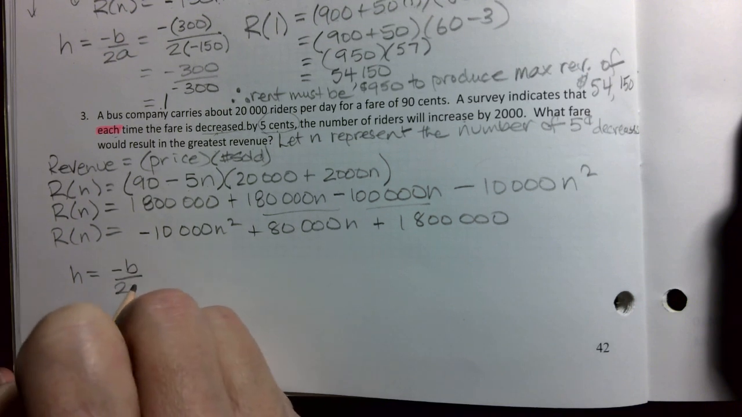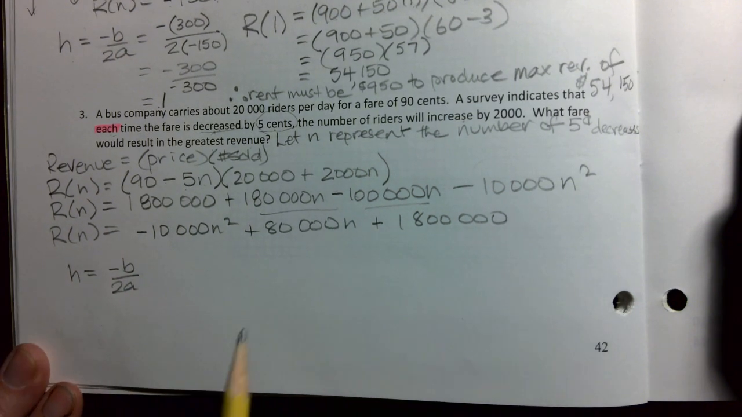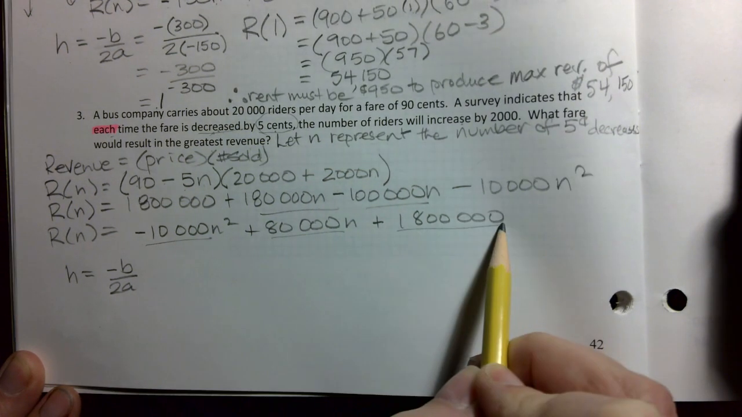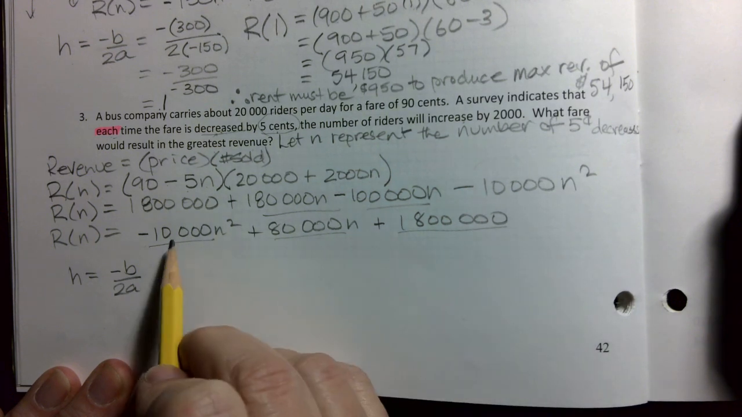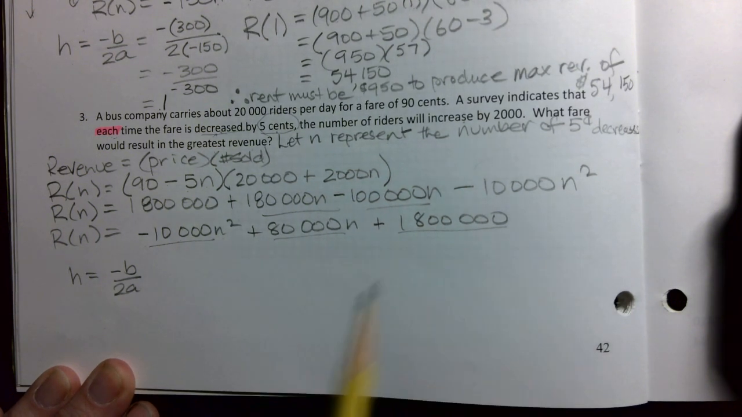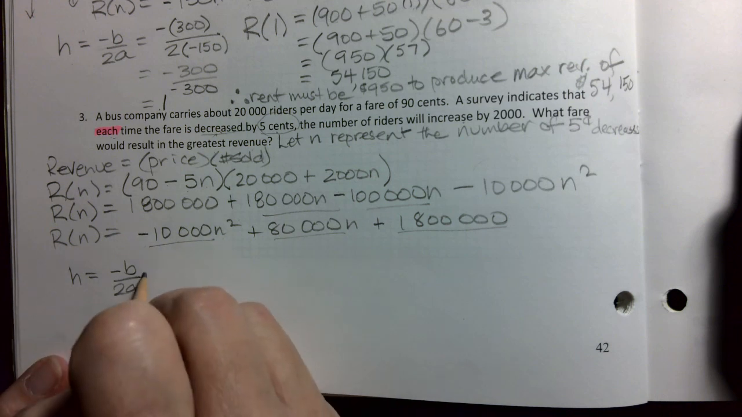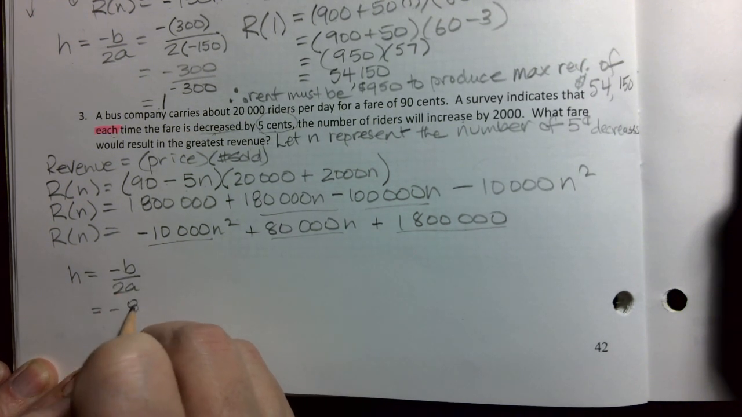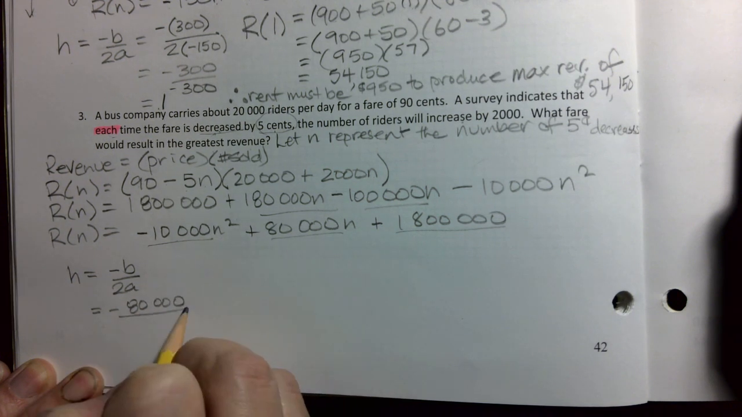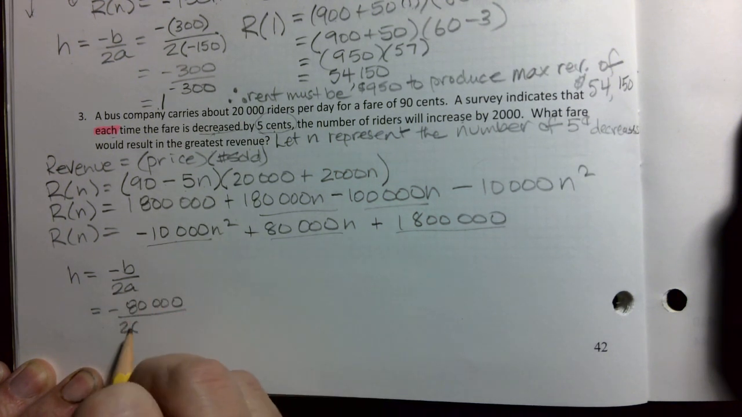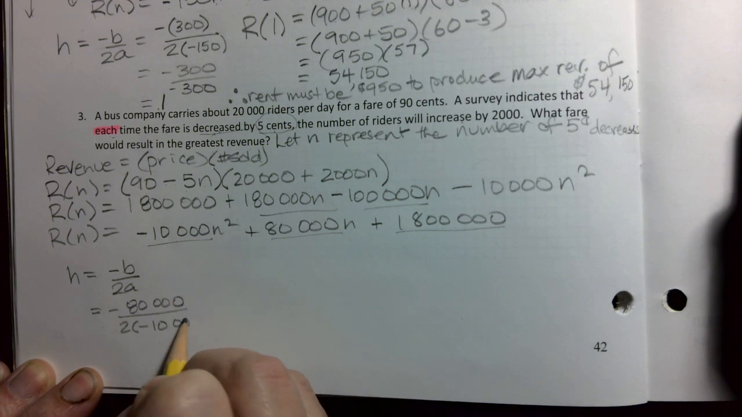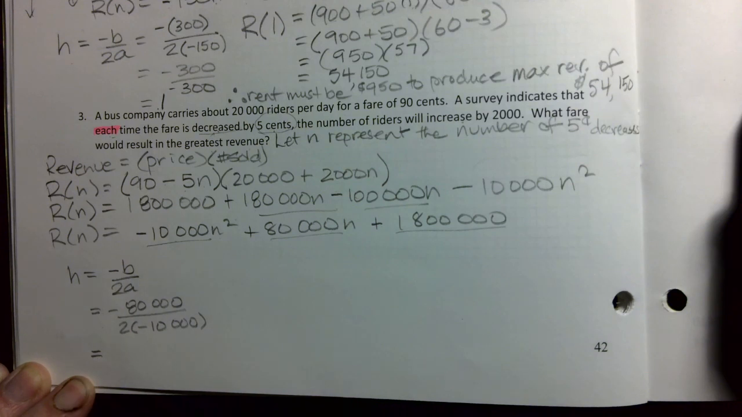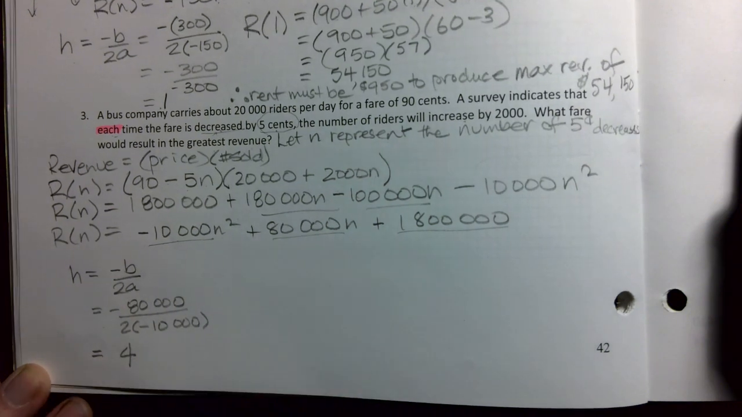Negative b over 2a. What is behaving like the b? Here's a, here's b, here's c. This is standard form now. Ax squared plus bx plus c. All right, so 80,000 is behaving like the b. So negative 80,000 over 2 times the a value, which is negative 10,000. Punch that into your calculator, you will get positive 4.